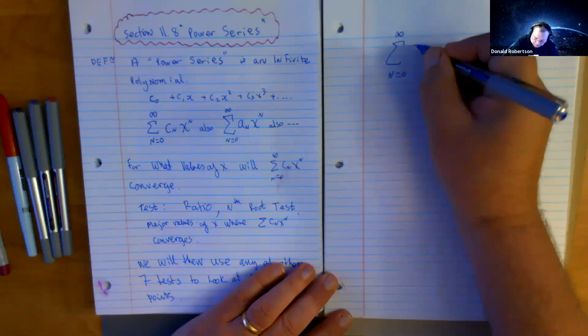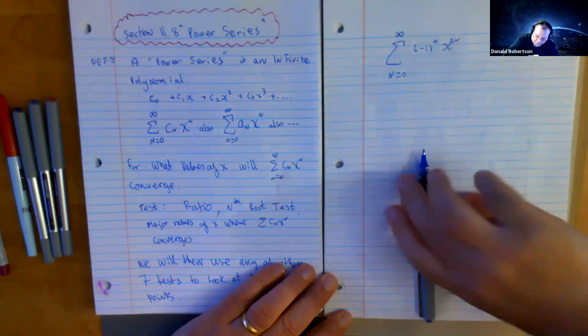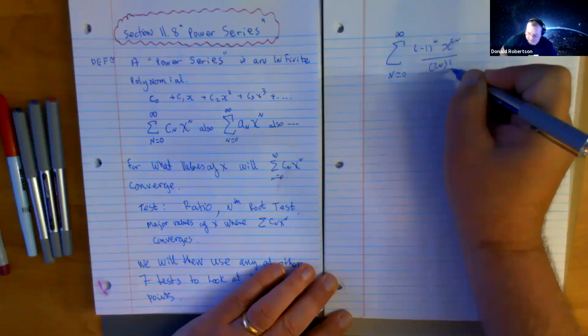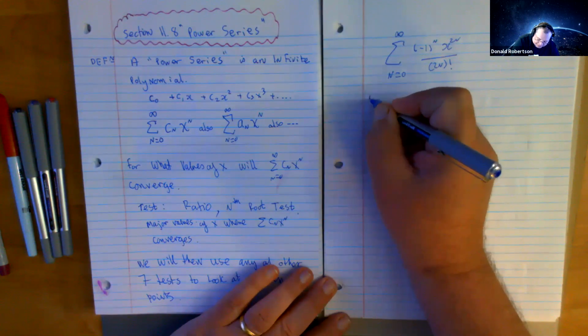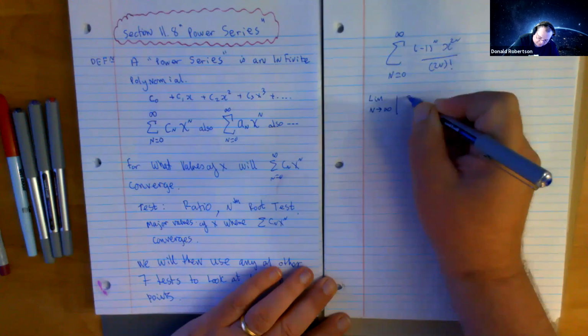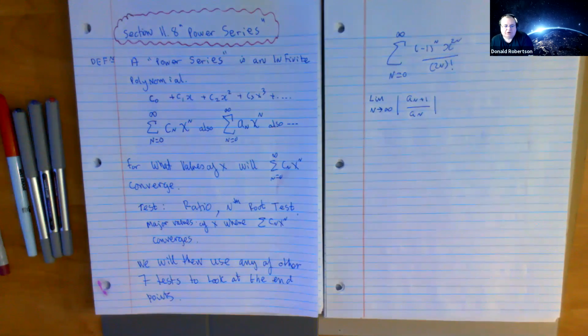And which one shall I do? That's quite a messy one. Negative 1 to the n, x to the power of 2n, all divided by 2n factorial. So we'll begin by using the ratio test. And typically that would be the first one you would try.